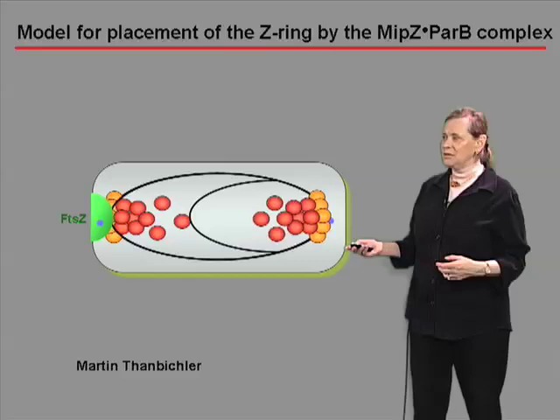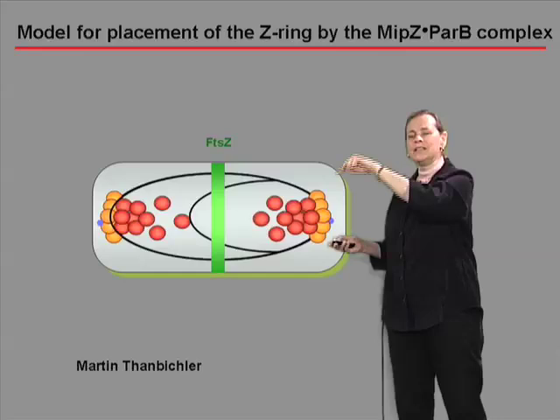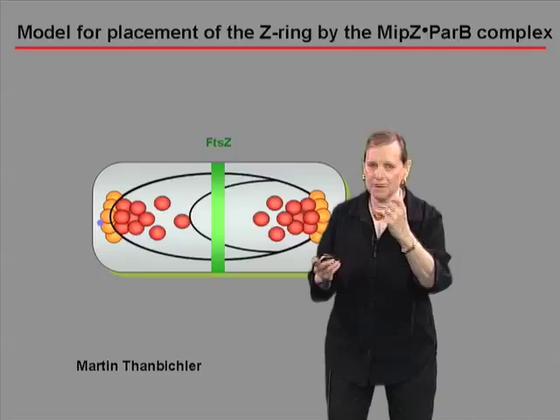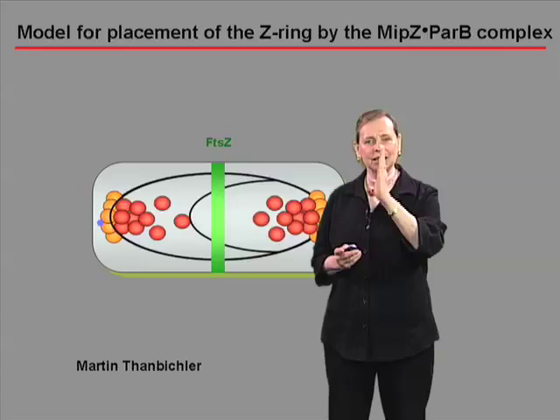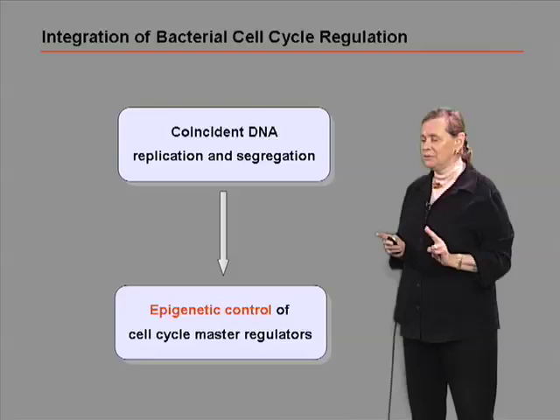And as it moves across the cell, and as the MipZ hits the FtsZ at the other pole, it moves away to the region of lowest concentration. Therefore, the movement of these origins from one pole to another using an inhibitor like MipZ allows you to polymerize FtsZ at the place in the cell where there's lowest concentration of inhibitor, and that is the center of the cell.